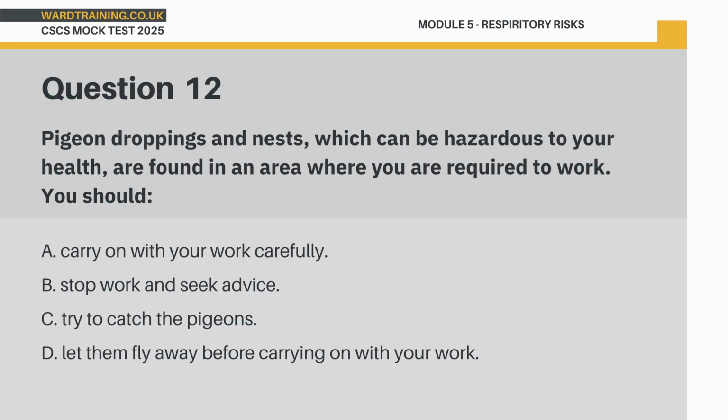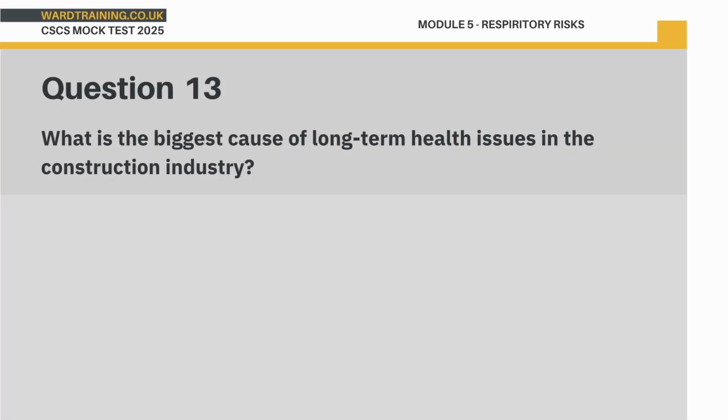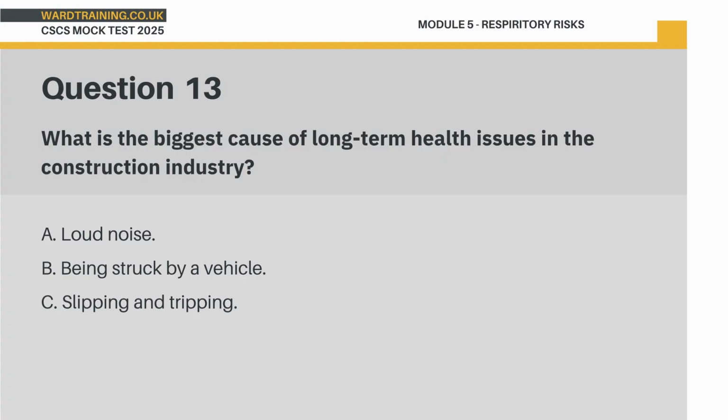The correct answer is B. Stop work and seek advice. Question 13. What is the biggest cause of long-term health issues in the construction industry? A. Loud noise. B. Being struck by a vehicle. C. Slipping and tripping. D. Breathing in hazardous substances.